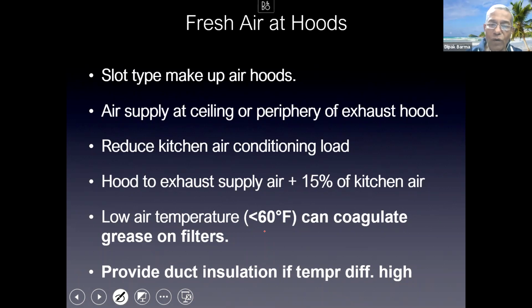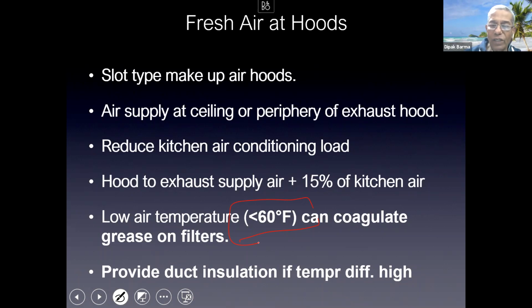So if the outside temperature is very low, like in winter, let us say we definitely go below 60 degrees Fahrenheit, right? Even in Calcutta, we go to 45, 40 degrees Fahrenheit. At that stage, if the duct is running outside, then the grease will get coagulated and deposit onto the duct and will not go out along with the exhaust air.